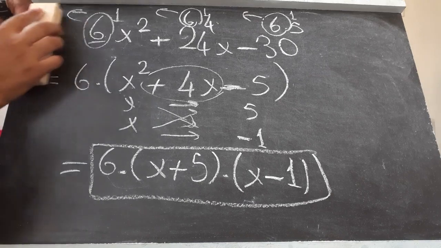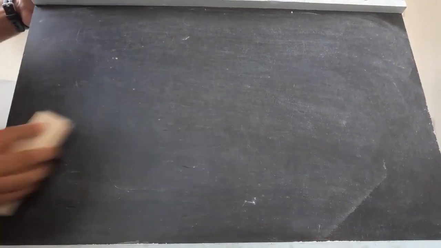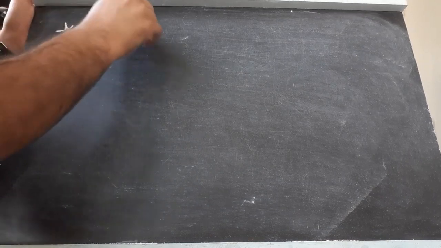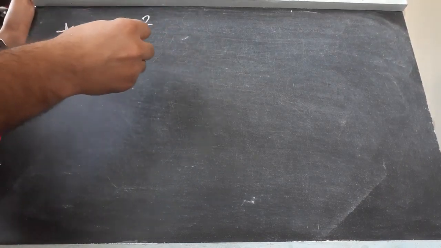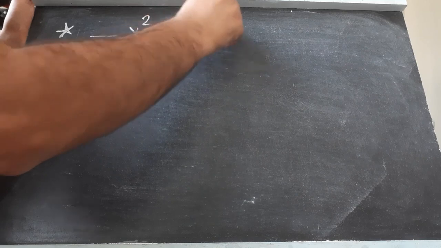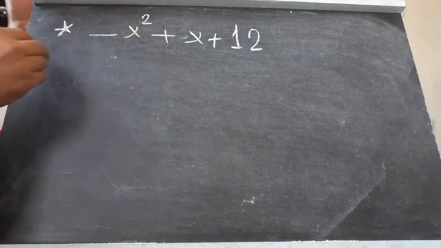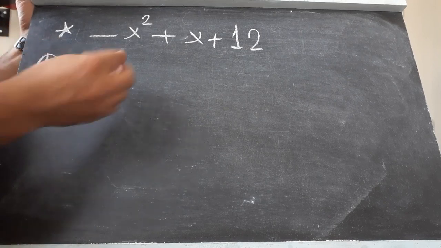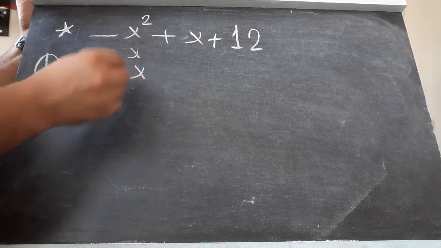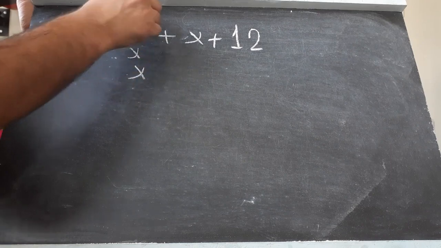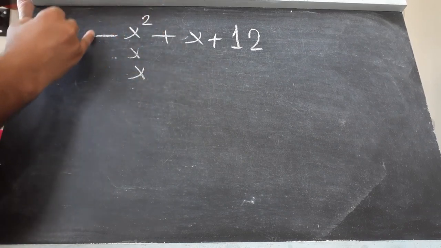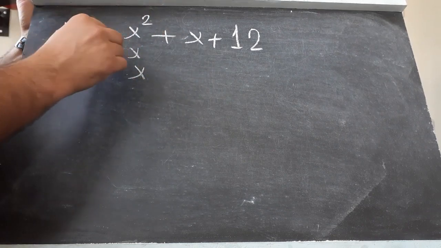Okay, so let's have a look at another question. My other question is negative x squared plus x plus 12. For this question I have two methods. One of them is that you write factors of this. One of them should be negative, because x times x squared. One of them should be negative to get negative x squared. That's one, let's say.